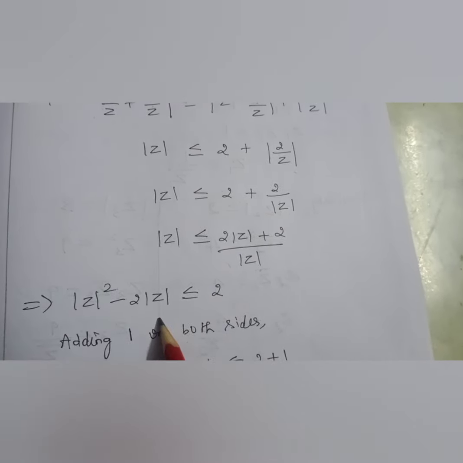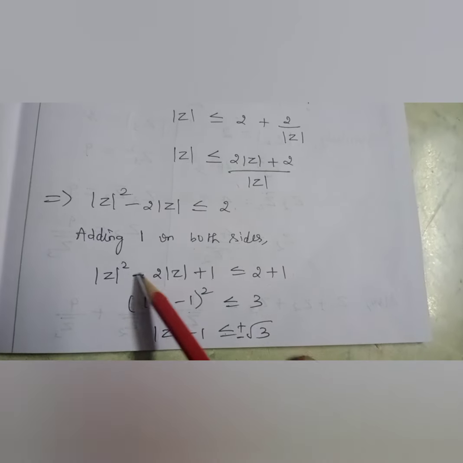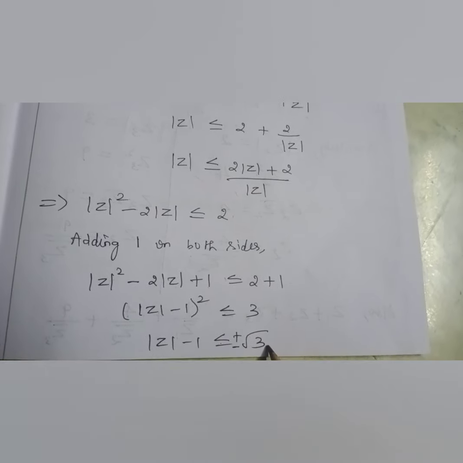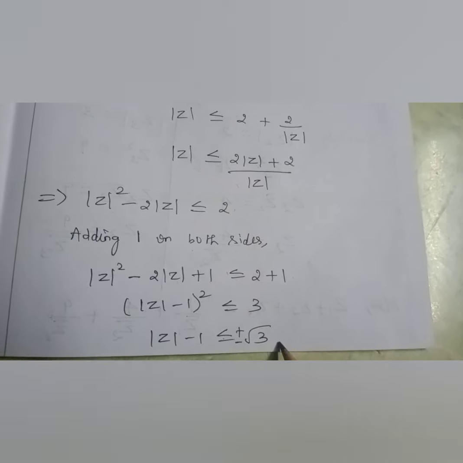Now I will add 1 on both sides. So mod z square minus 2 mod z plus 1 is less than or equal to 2 plus 1. What is this? a square minus 2ab plus b square, where b is 1. So a minus b the whole square, that is modulus z minus 1 the whole square. Now I can take this square to the other side, where 2 plus 1 is 3. When the square goes to the other side, it becomes square root. So mod z minus 1 is less than or equal to plus or minus root 3.